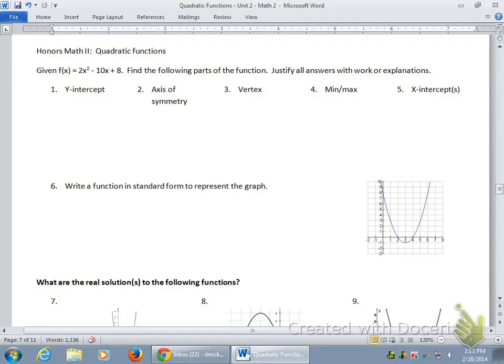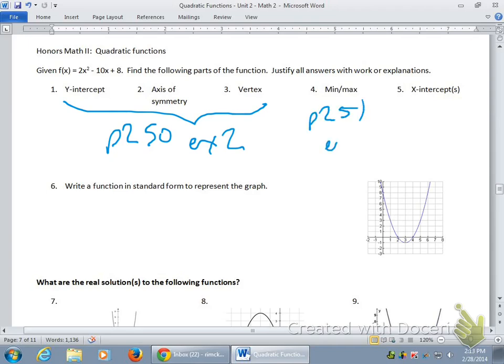All right, so if you guys are looking for some places to study on these types of problems, if you missed 1, 2, or 3, or you want some extra help on 1, 2, or 3, you can look on page 250. Example 2 would be an excellent place. Number 4, page 251, example 3.